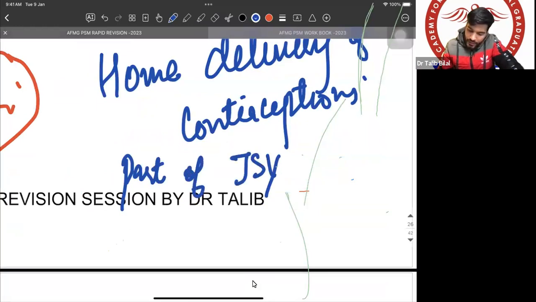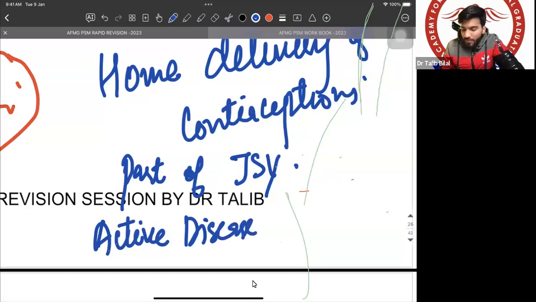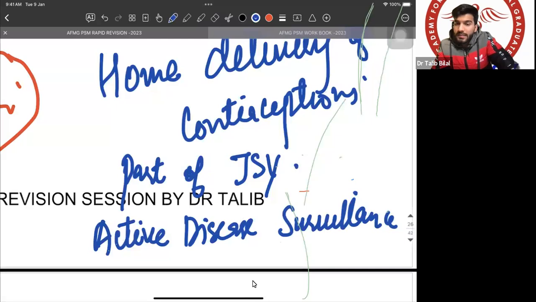Part of JSY, Janani Suraksha Yojana. And she goes for active disease surveillance. What do I mean by active disease surveillance? That these people go home to home and check for the diseases, getting the sampling of the diseases.